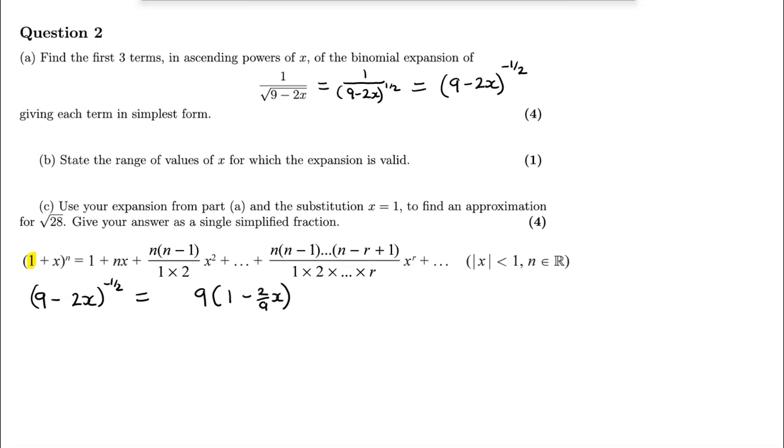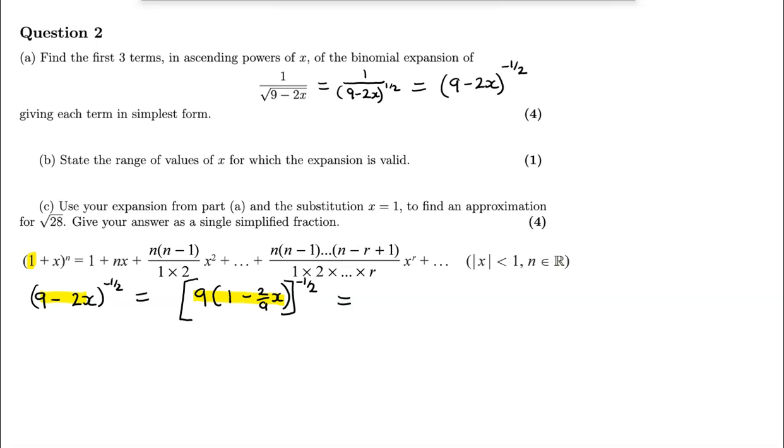So if I take the 9 out of this bracket, I've got 1 minus 2 over 9x left in there. But we have to make sure that all of that is still being taken to the power of negative half. I've just rewritten this 9 minus 2x as 9 bracket 1 minus 2 over 9x, but all of that is still being taken to the power of negative a half.